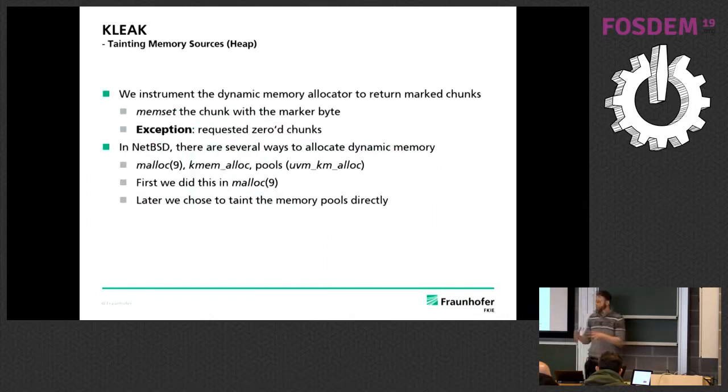Let's go into the details. So we've got our data sources. One source is the heap, and we instrument the dynamic memory allocator to return our marked chunks. So we memset the chunks before we return them. If you call malloc, for example, we return you the memory you requested, but memset with our marker byte and not uninitialized. The exception is 0 chunks. If you request 0 chunks, we have to return 0 chunks, because if we don't, you get kernel panics.